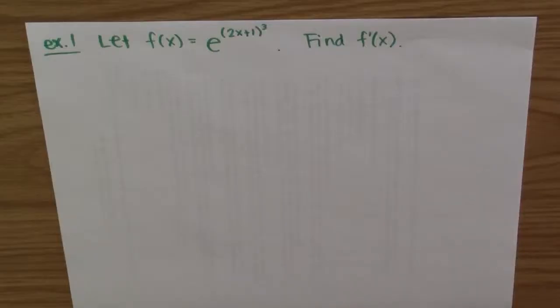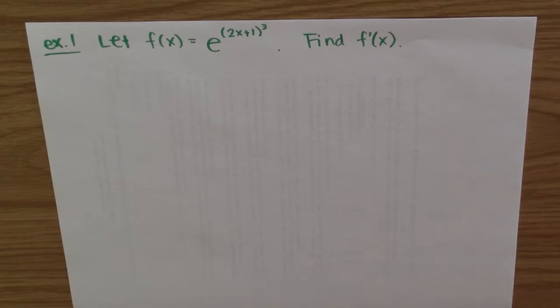One of the reasons that the chain rule is so powerful is that we can actually use it more than one time in a single problem. Sometimes I think about this as chaining the chain rule. Let's look at a couple of examples. So let's find the derivative of this function.